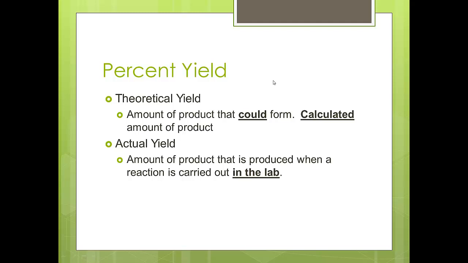How much did you actually make if you do that reaction in a lab? How much of it was actually produced? So the actual yield is the real value. This one is a theoretical. This is the pencil and paper value. Somebody of you asked the other day, is it just kind of like a percent error? And it kind of is, because it's going to be a reflection of how well you did.